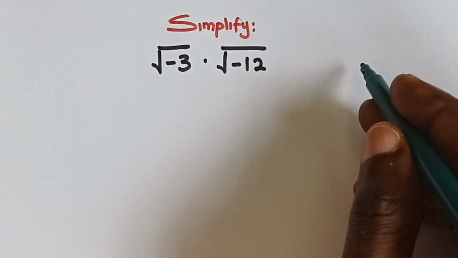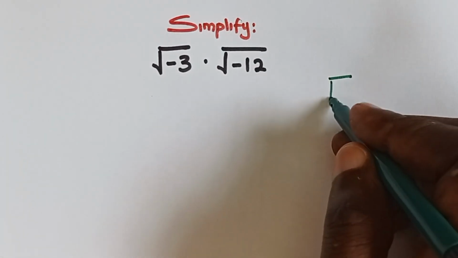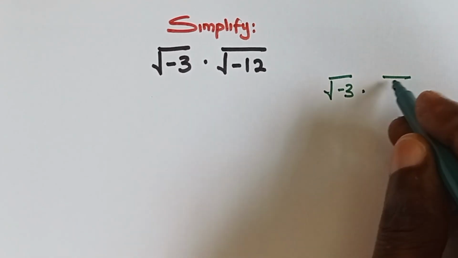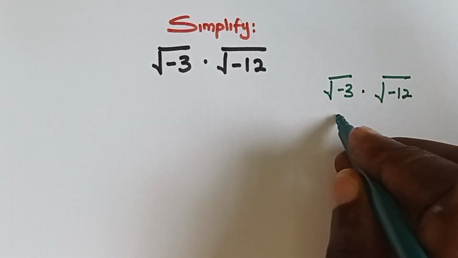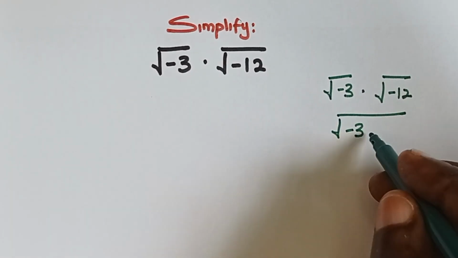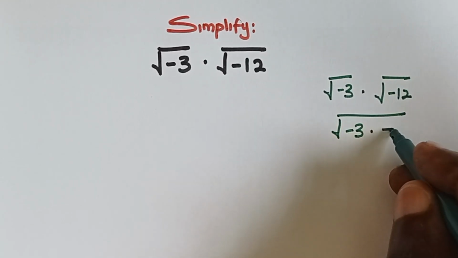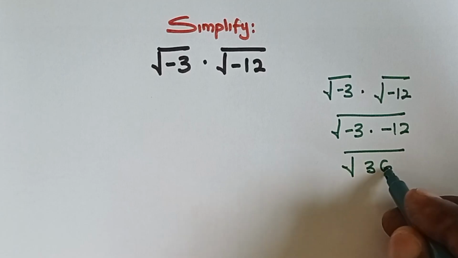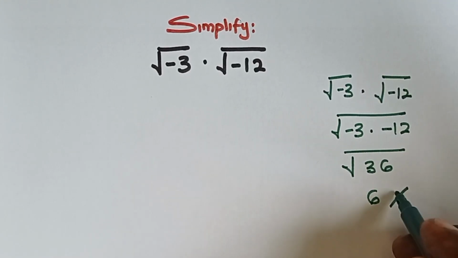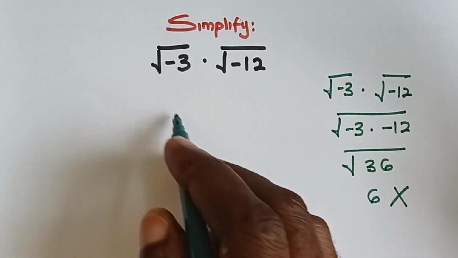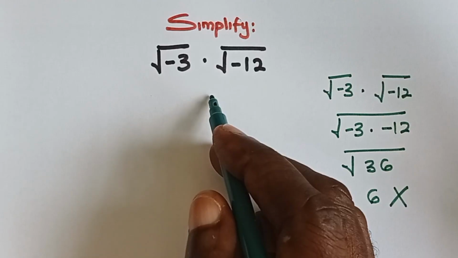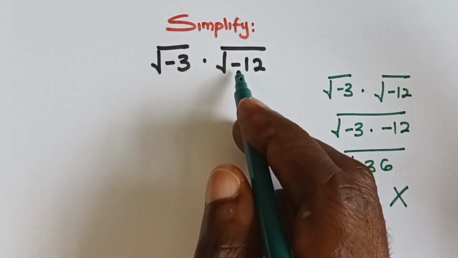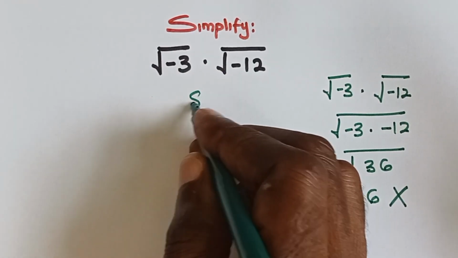Let's solve this together. Now it is wrong to say minus root 3 multiplied by minus root 12 to be minus 3 multiplied by minus 12, and then it becomes plus 36 and the answer is 6. Alright, this is totally wrong. In this video I want to show us the proper way to simplify this radical expression. Now, solution.